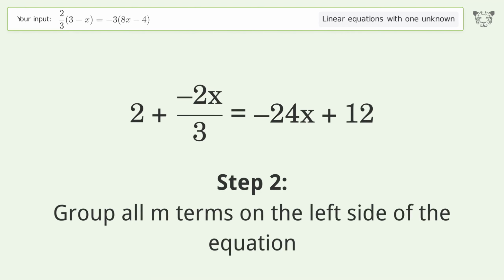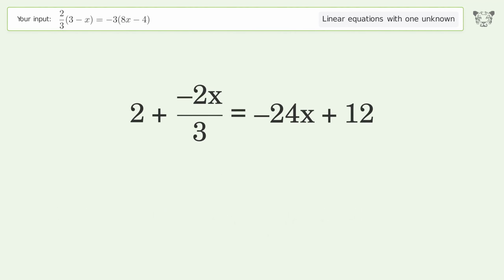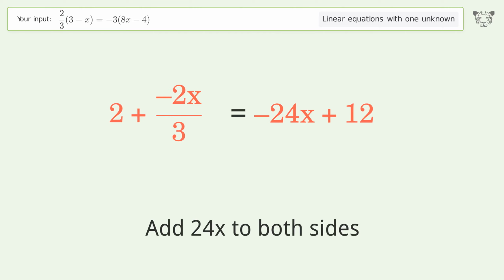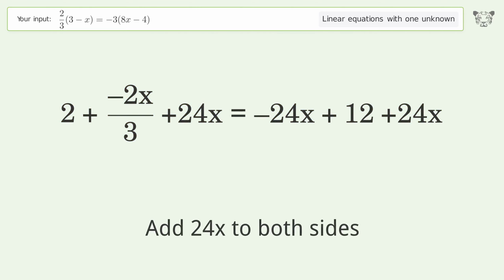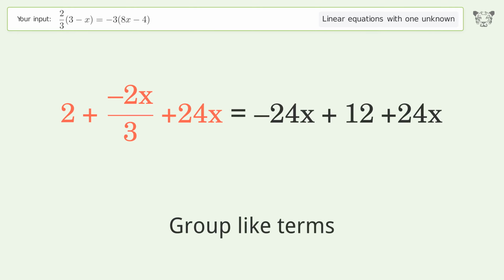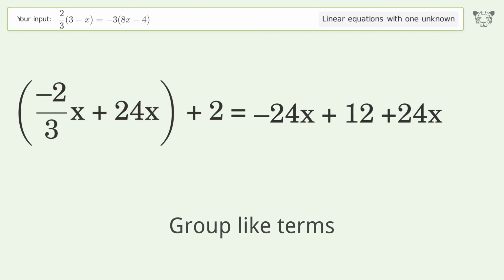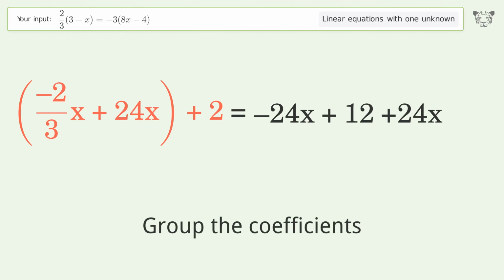Group all m terms on the left side of the equation. Add 24x to both sides. Group like terms. Group the coefficients.